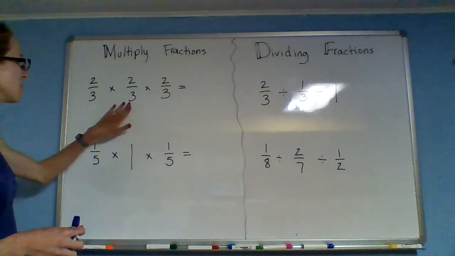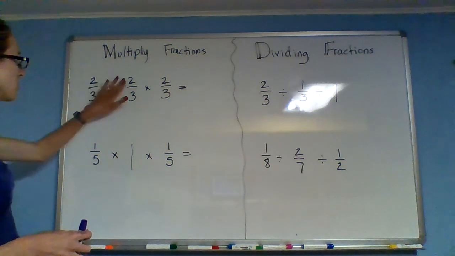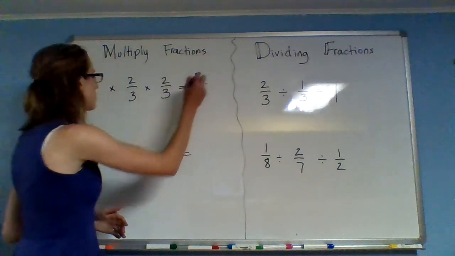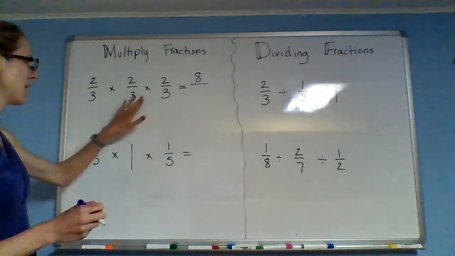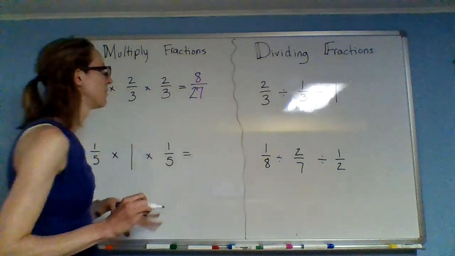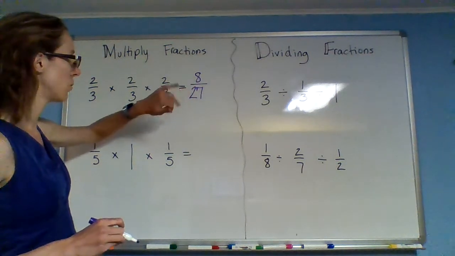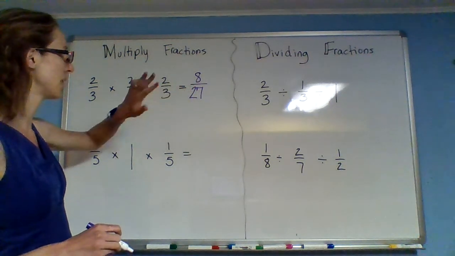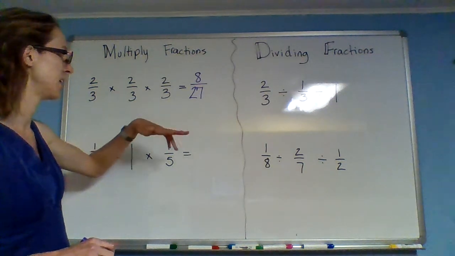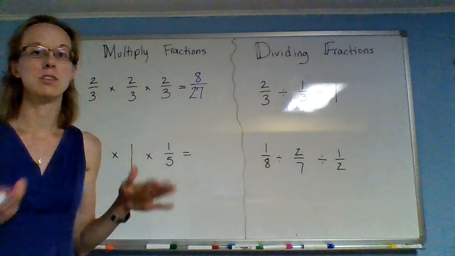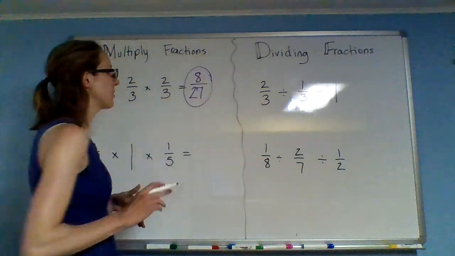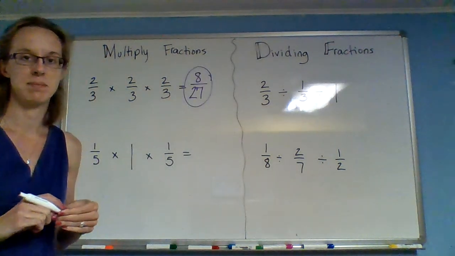So 2/3 times 2/3 times 2/3, 2 times 2 is 4, times 2 is 8. 3 times 3 is 9, times 3 is 27. Factors of 8 are 1, 2, 4, and 8. Factors of 27 are 1, 3, 9, and 27. There's no common factors, so I know that this is as reduced as it can be.